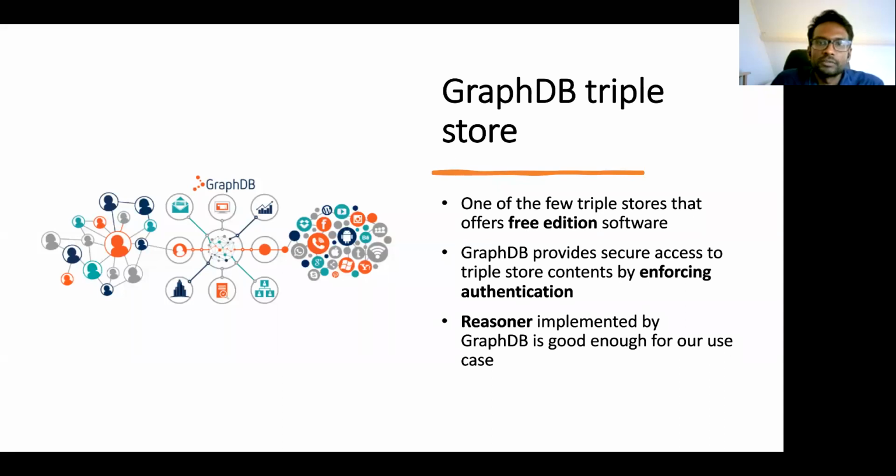So the next component that we used was a triple store. In this case, we use GraphDB. The reason why we chose GraphDB is that this is one of the triple stores that still offers a free edition of the software. And with GraphDB, we can also secure the content of the triple store by enforcing authentication. So that's also one reason why we chose GraphDB. And GraphDB also has a good reasoner, which helps us in our use case when it comes to mapping ICO and the software ontology.